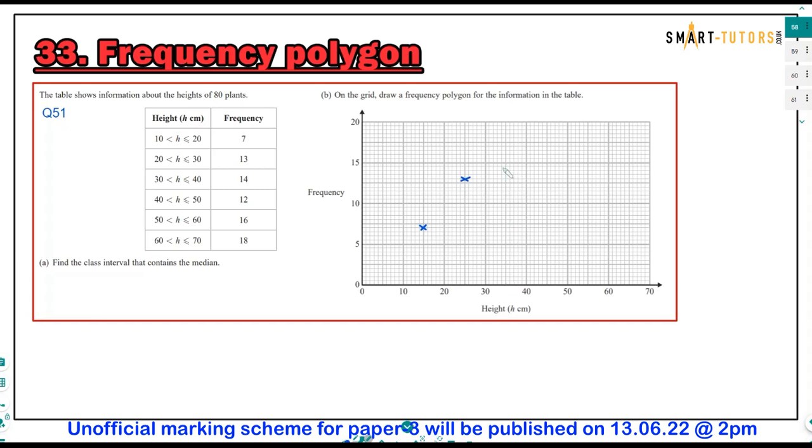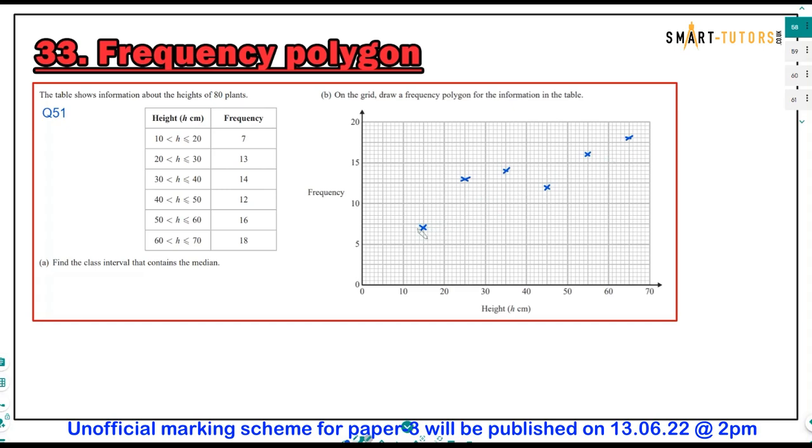35 to 14. 35, 14 means 10 and 14 means somewhere here, I believe. 2 boxes less. And 45 is 12. 45, 10, 12. And that is the 45. And 55 is 16. 16 is 15 and 16. And 65 to 18. 65 to 18 is 15, 16, 17, 18. So it should be somewhere here.